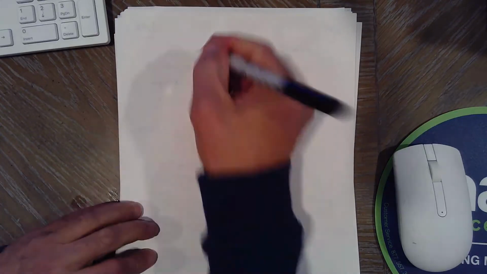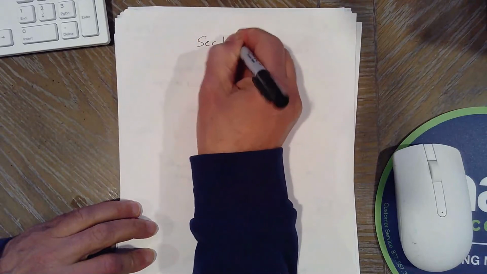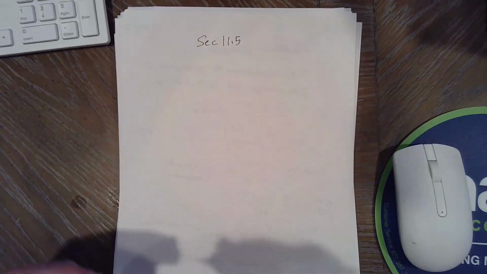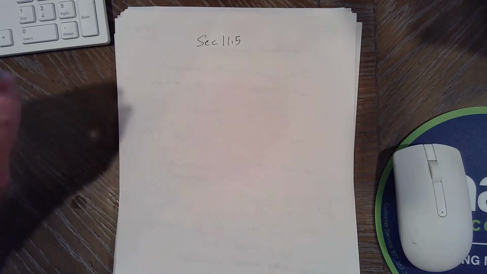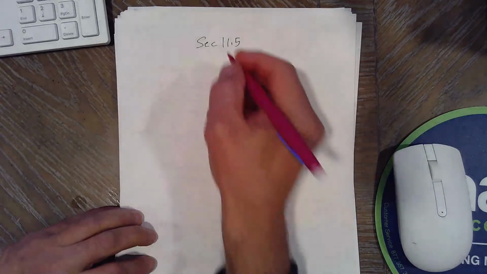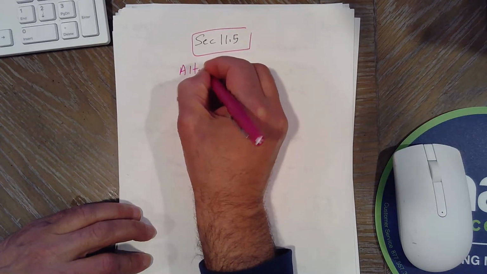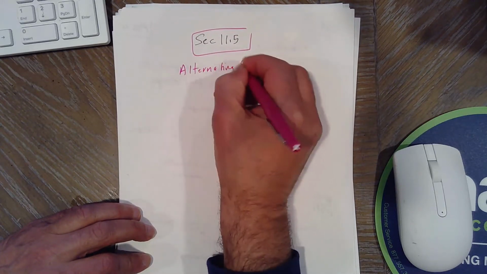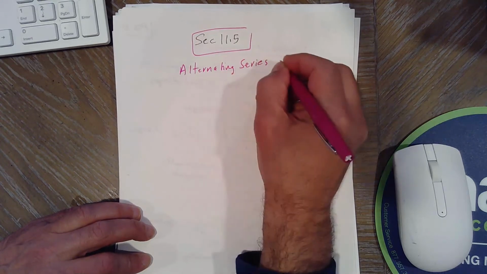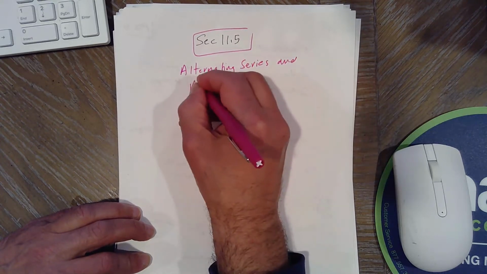Alright, so today I want to go over section 11.5. Again, it's more series. So in 11.5 we're going to talk about alternating series, and we're going to talk about absolute convergence.